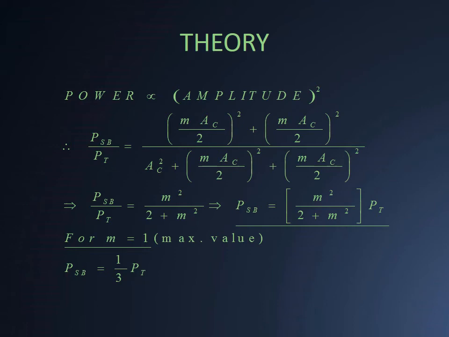Maximum value of modulation factor can be 1. So by putting this value, we can reach the conclusion that power associated with sidebands can be at the most 1/3 of the total power associated with AM wave.